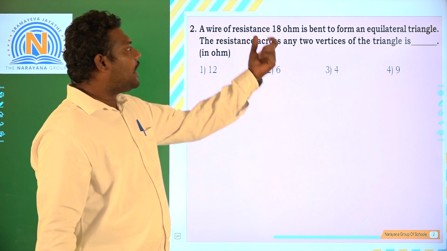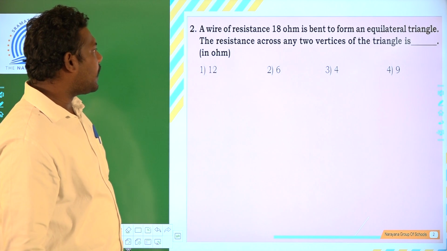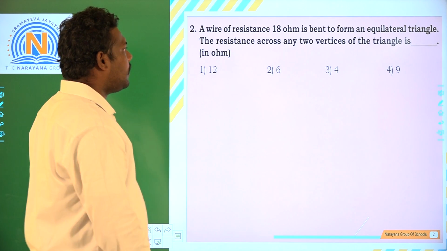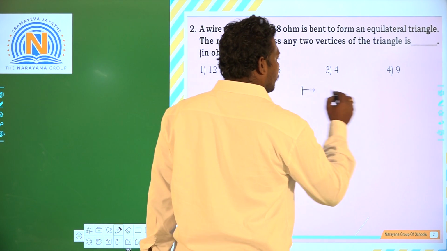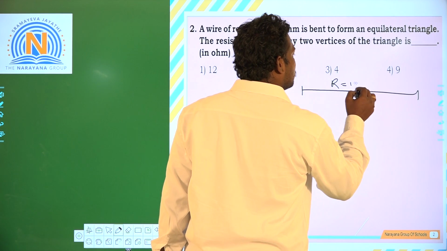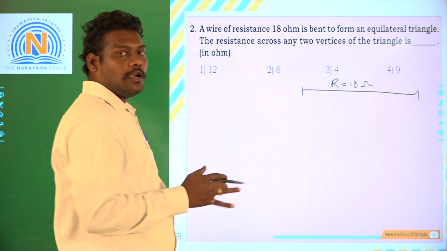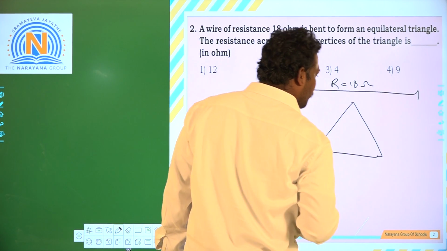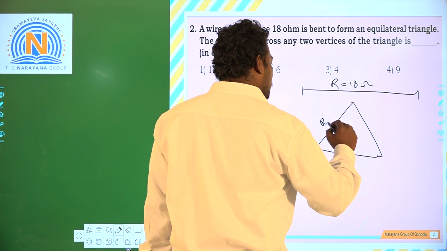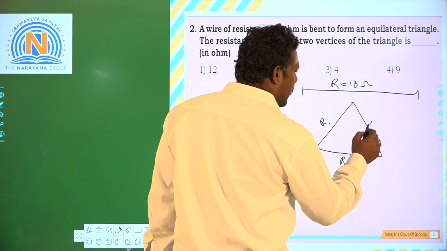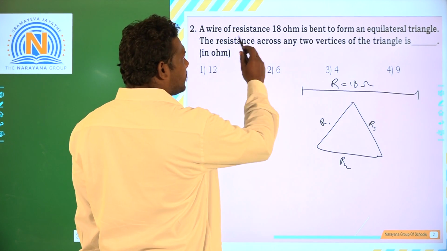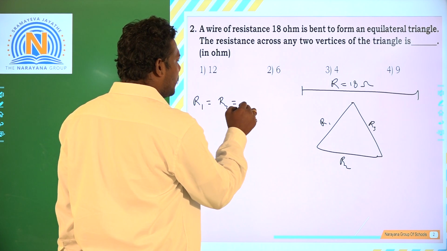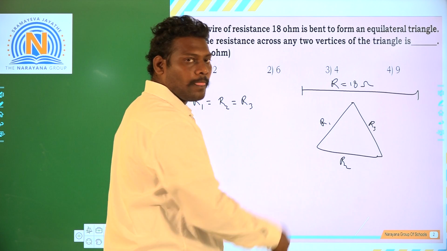A wire of resistance 18 ohms is bent to form an equilateral triangle. The resistance across any 2 vertices of the triangle is? Now a wire is taken which has resistance 18 ohms and it is bent to form an equilateral triangle. Let us say this is R1 side, this is R2 side and this is R3 side. As it is an equilateral triangle, R1 equals R2 equals R3, because all the sides are equal.